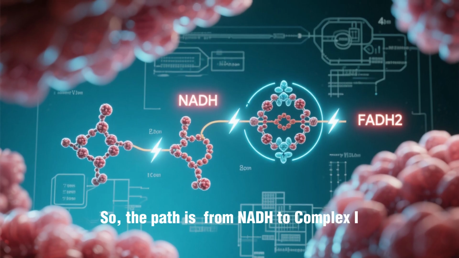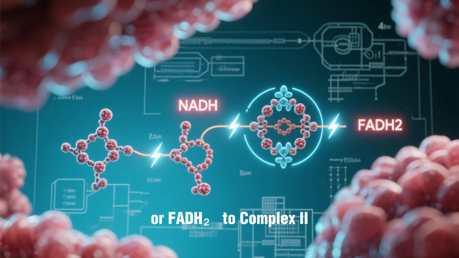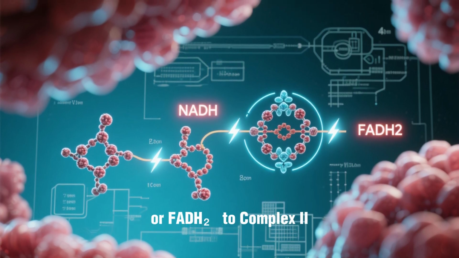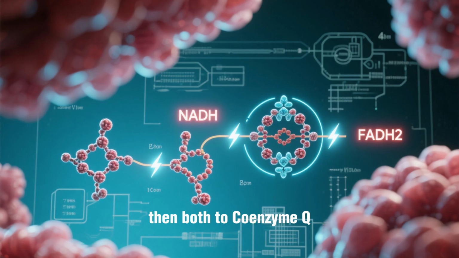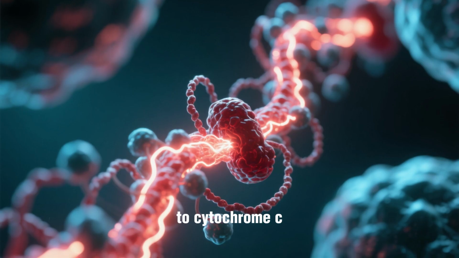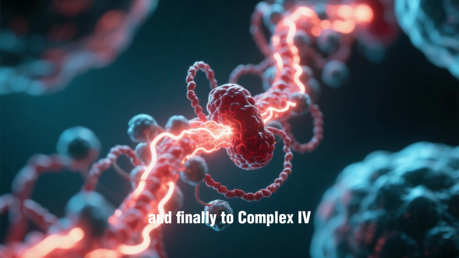So, the path is from NADH to complex I, FADH2 to complex 2, then both to coenzyme Q, then to complex 3, to cytochrome C, and finally to complex 4.